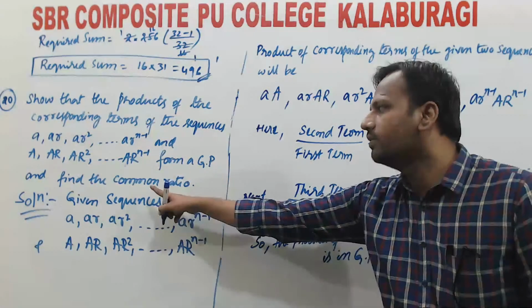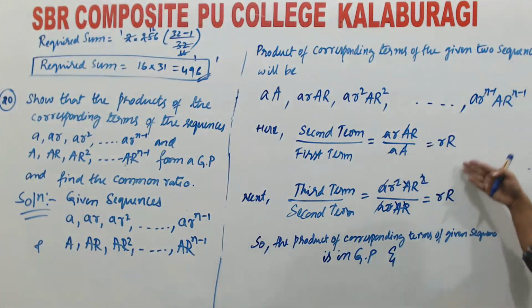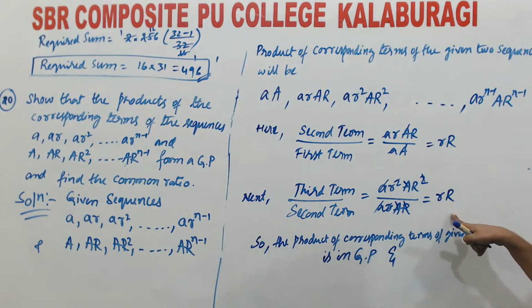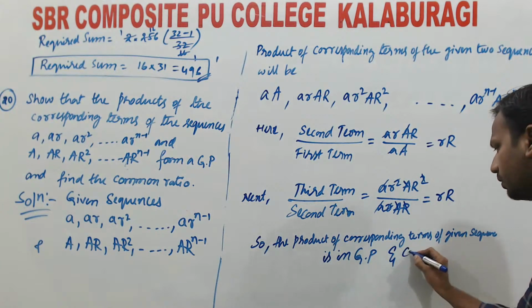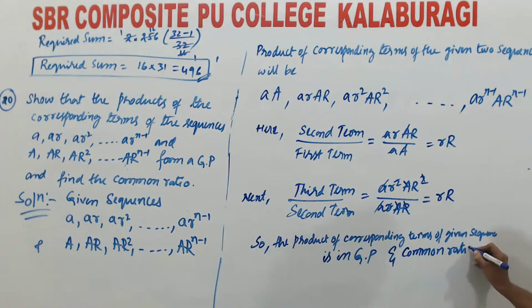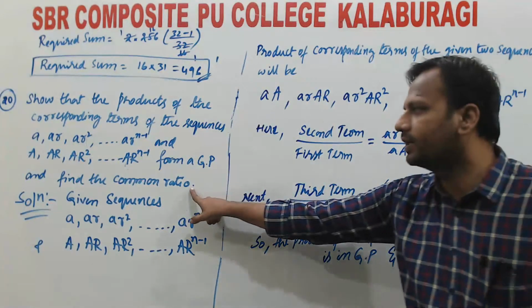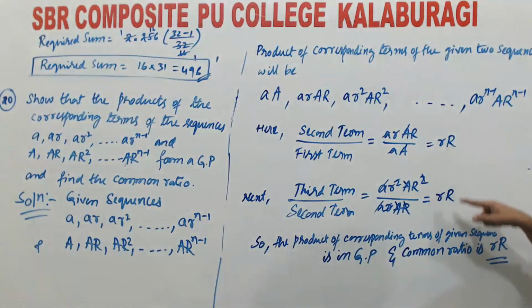And what are they saying here? Find the common ratio. And what is the common ratio we got here? This is the common ratio itself. Small r into capital R. And the common ratio is small r into capital R. Got it now? So this is the common ratio, students. They told us to find the common ratio. We found it here, that is small r into capital R.